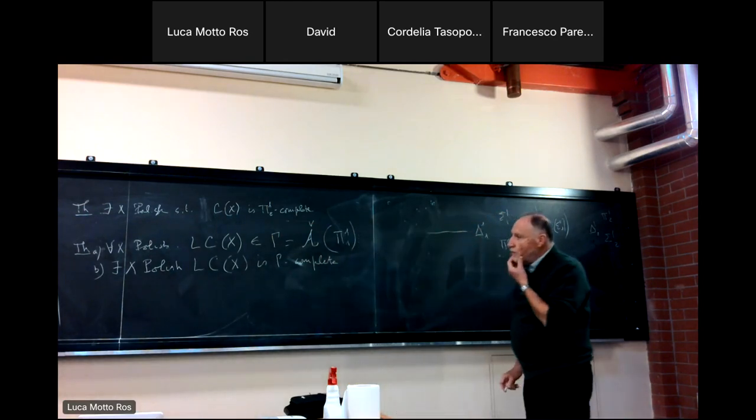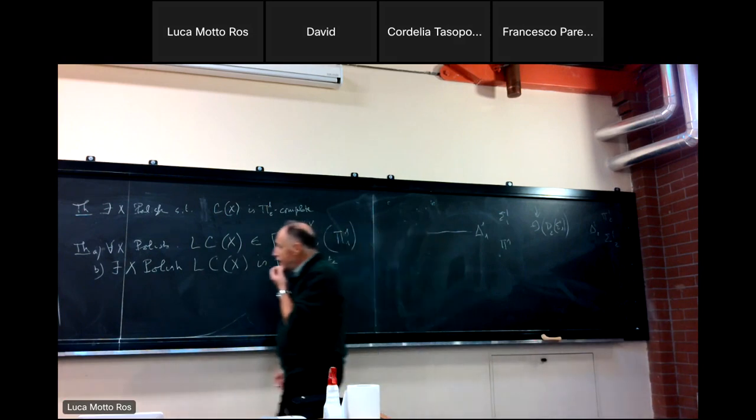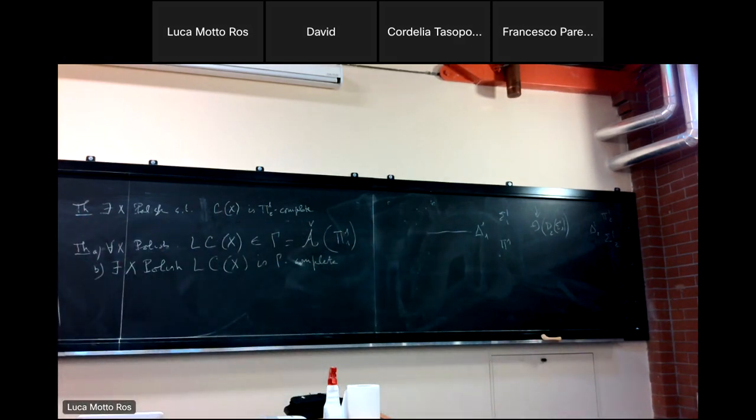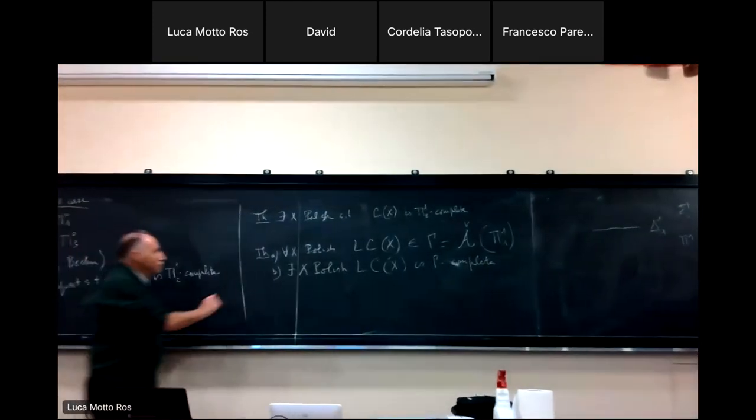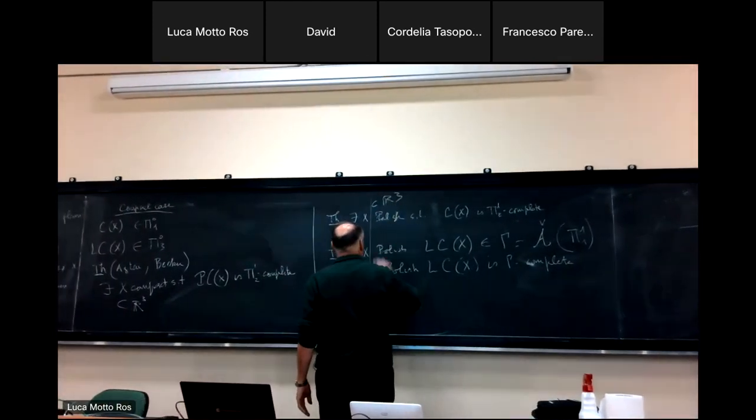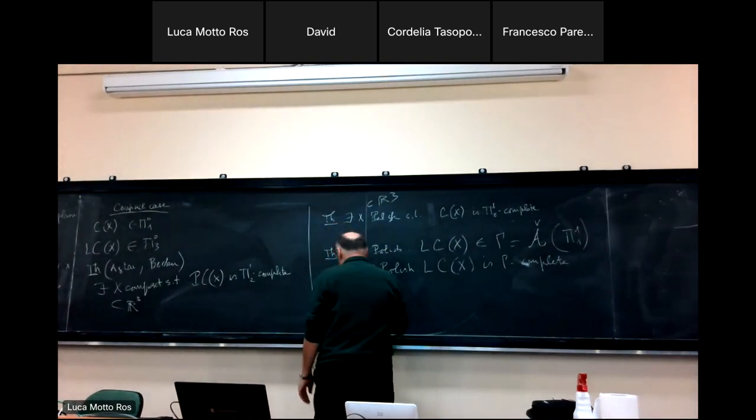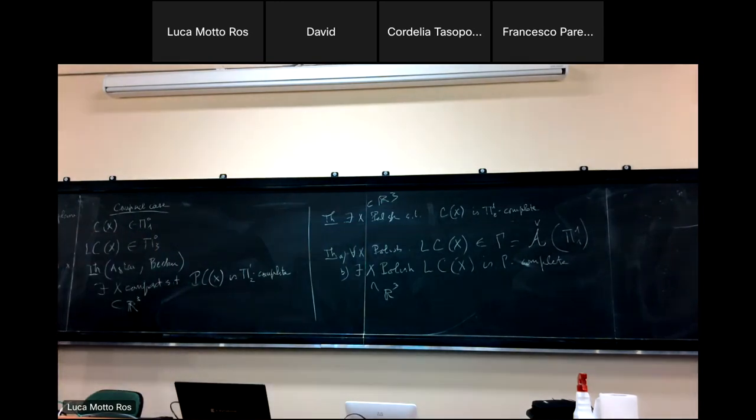Now the tricky thing in all this is that I said at the beginning you can fix some universal space and work in it, and I didn't do it because it turned out that in all these cases, the space can be localized in R3. You can construct it in R3, in the Euclidean space.